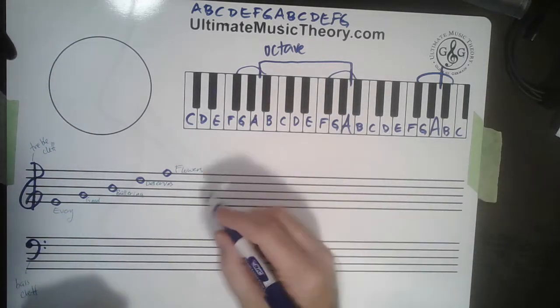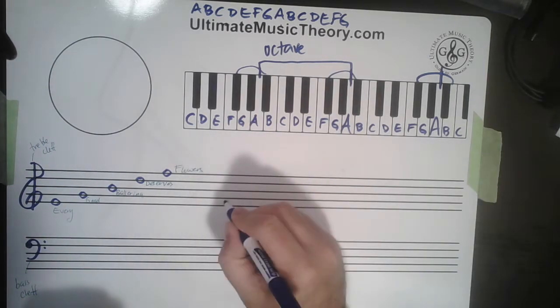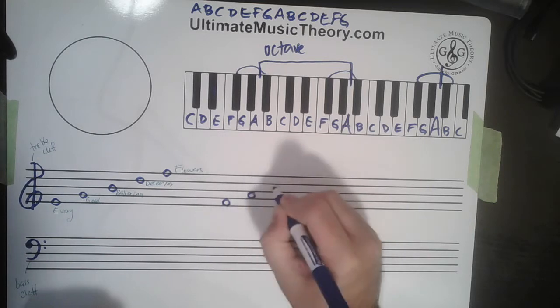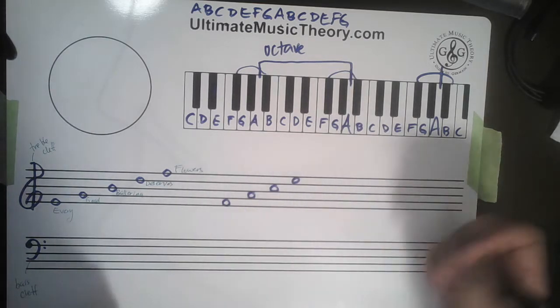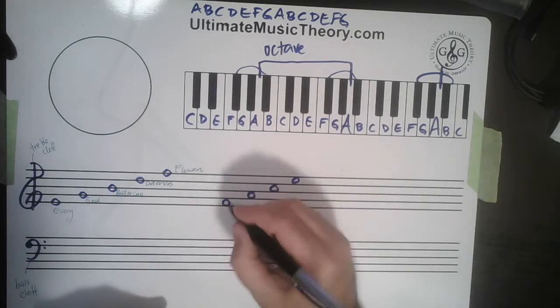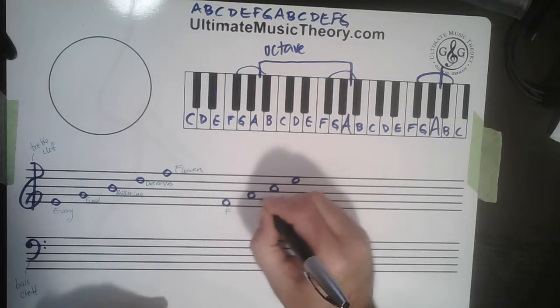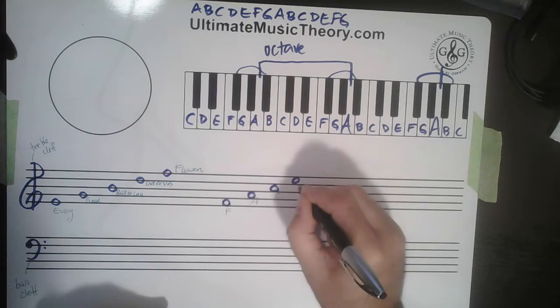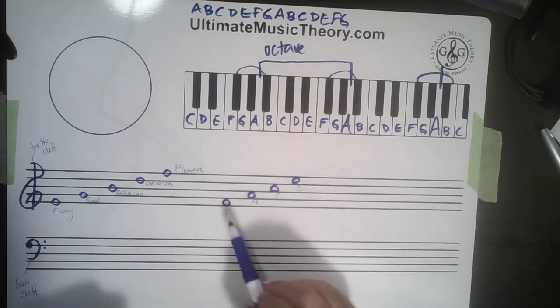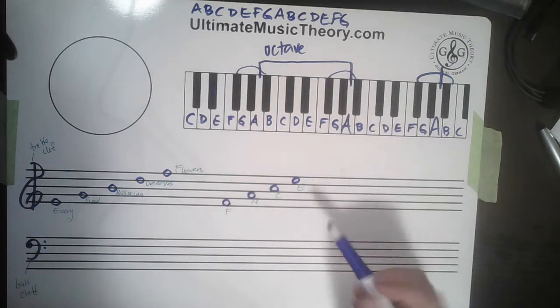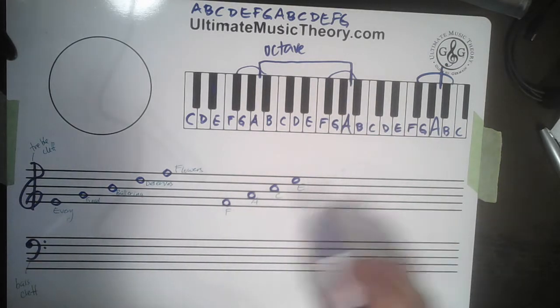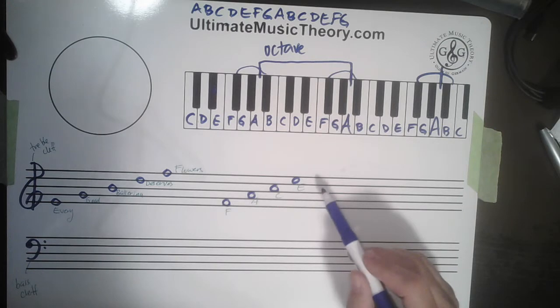So the next thing, we've done the lines, now we're going to do the spaces. And in the treble clef, we don't use a sentence because this actually spells a word. It spells F, A, C, and E. So the spaces spell F, A, C, E. And so what I say is, if it's in a space, use your face.